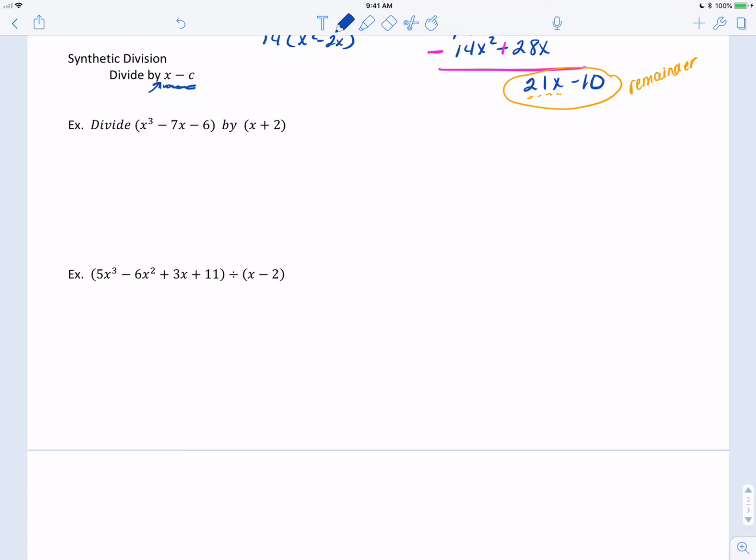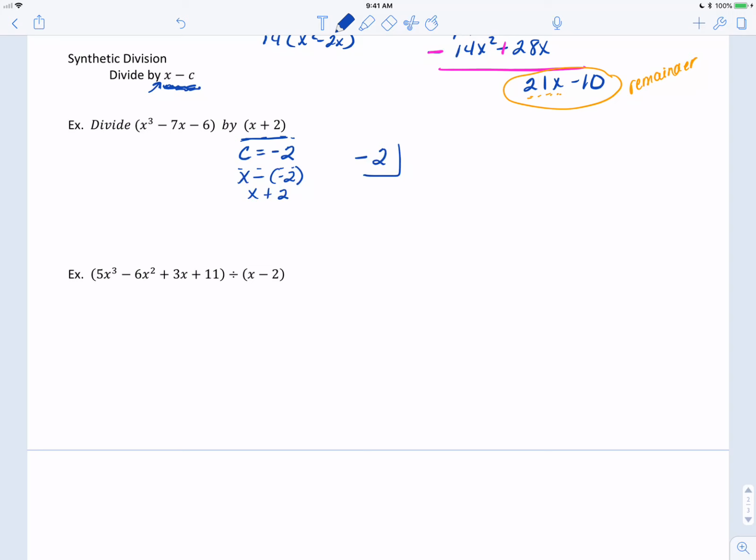So just looking at this, we're dividing by x plus 2. Well, if it's in that format of x minus c, what is c? Well, c would have to be negative 2, because that would be x minus negative 2, right? So that makes x plus 2. So you notice how the c is always sort of going to be whatever that opposite sign is. So we're going to divide by negative 2. So we're going to put this negative 2 out on the outside.